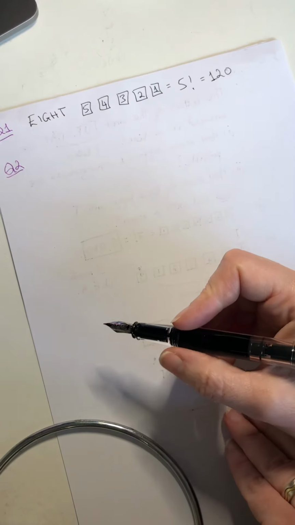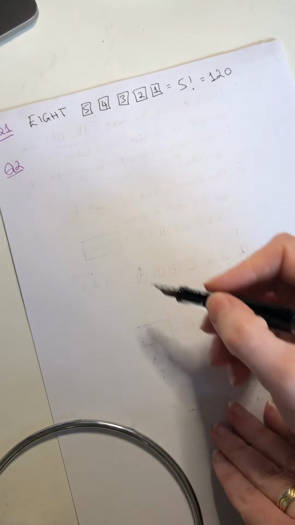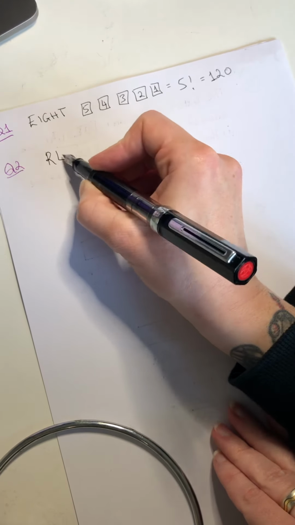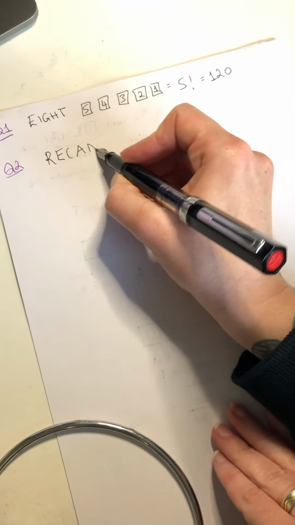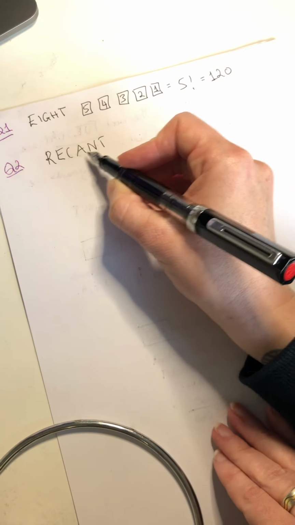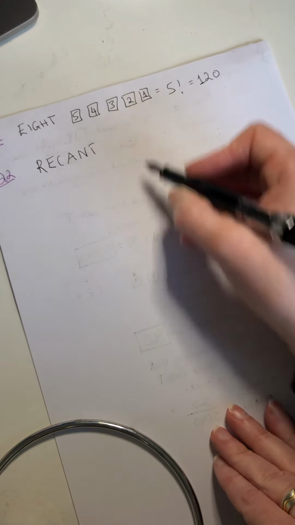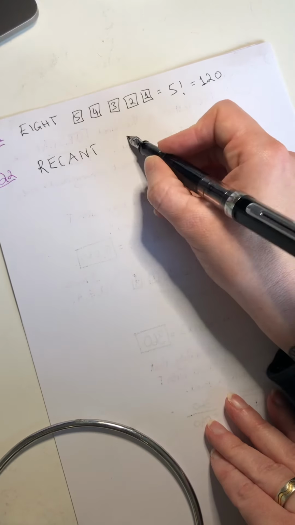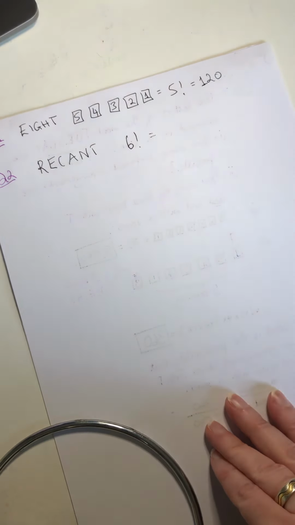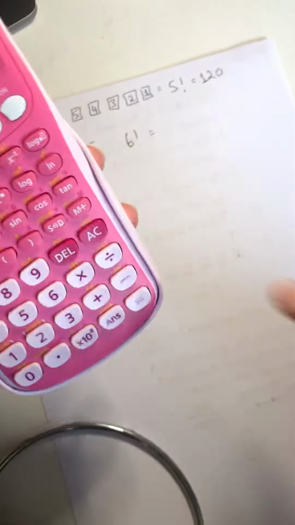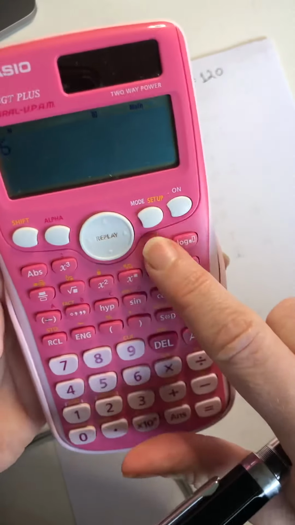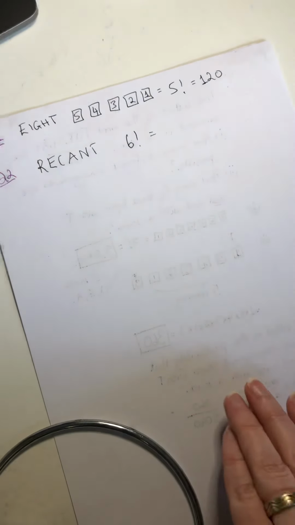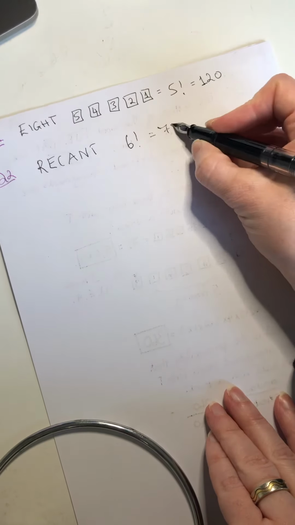Okay, question 2. How many different arrangements can be made using all of the letters of the word recant? Recant has 1, 2, 3, 4, 5, 6 letters. So that means we're going to have 6 factorial possible combinations, and that is 6 factorial, 720. 720 different arrangements.